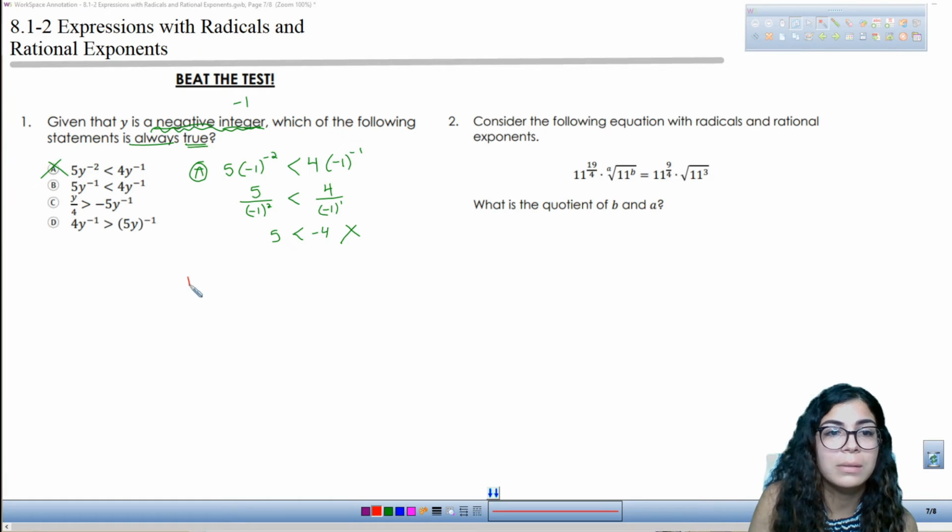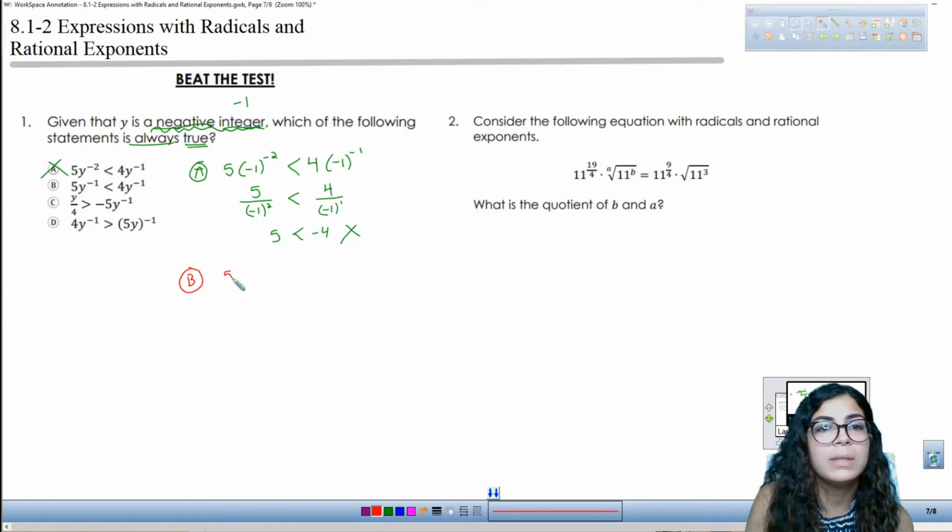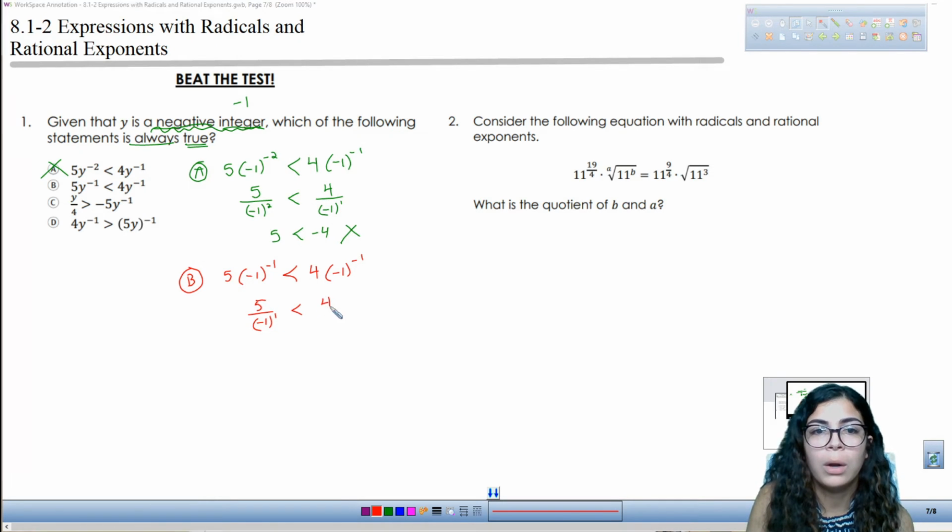Let's try B next. This one says that 5 times -1 to the power of -1 is less than 4 times -1 to the power of -1. Well, switching that to the denominator will be 5 over -1 to the power of +1, and then 4 over -1 to the power of +1. So here we have 5 divided by -1, which is -5, and 4 divided by -1, which is -4. So this is actually true, right? -5 is less than -4. So it looks like maybe B is correct.